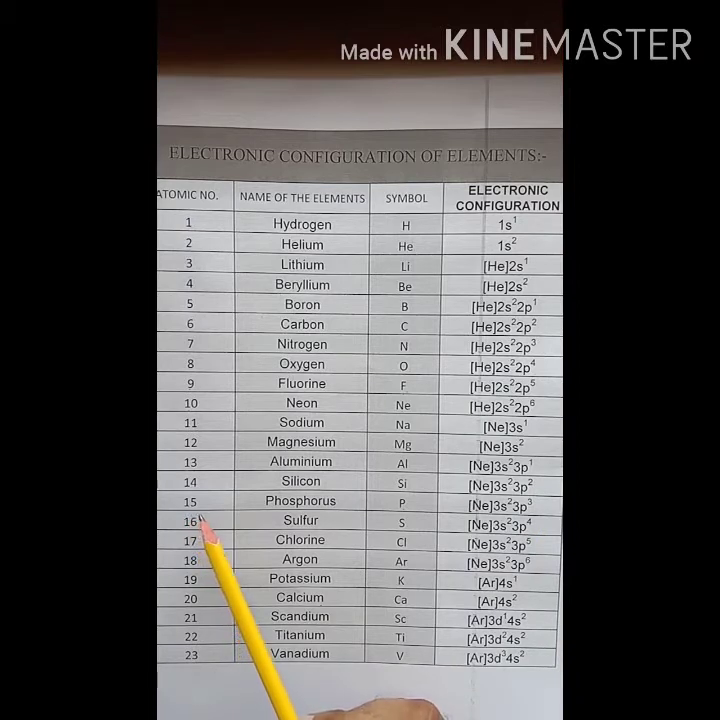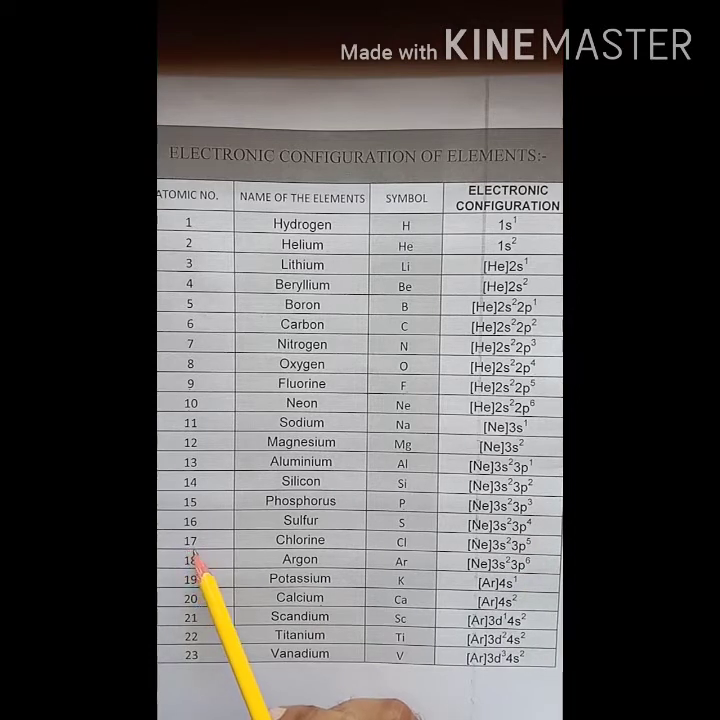The next atomic number is 15. The name of the element is phosphorus. Symbol is P. Electronic configuration is [Ne] 3s2 3p3. The next atomic number is 16. Name of the element is sulfur. Symbol is S. Electronic configuration is [Ne] 3s2 3p4.